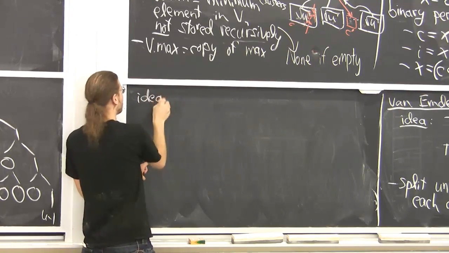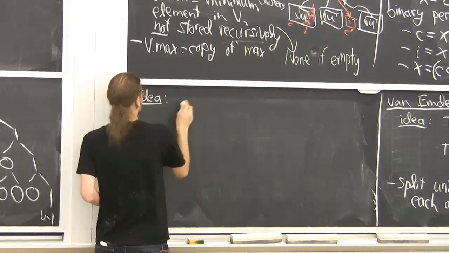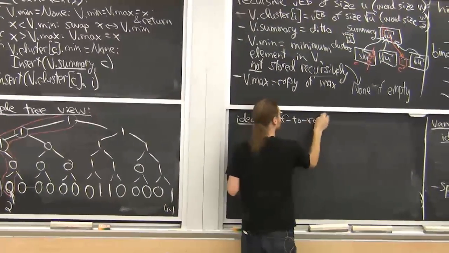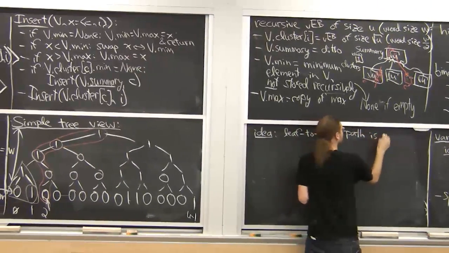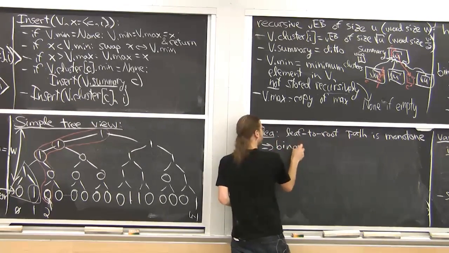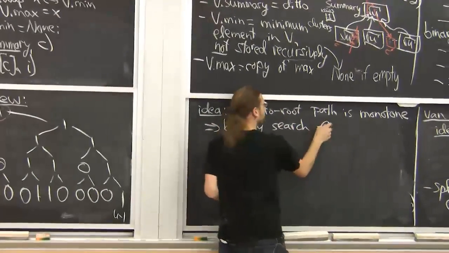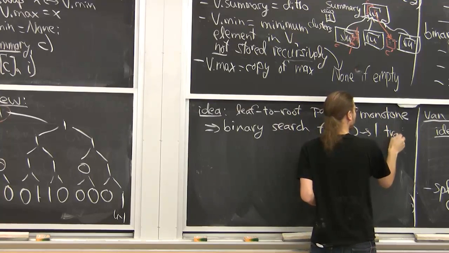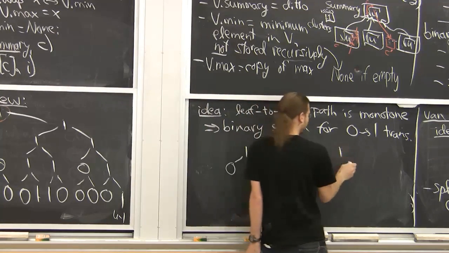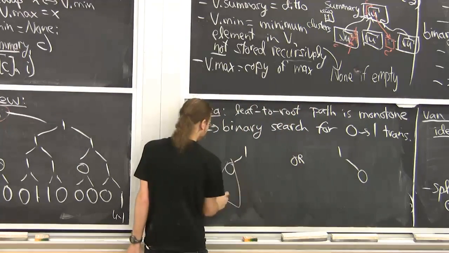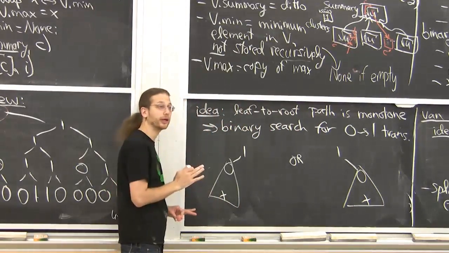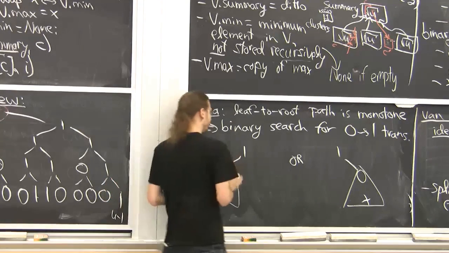So this is the new idea to get log u predecessor and successor: any root to leaf path is monotone. It's 0 for a while, and then it becomes 1 forever. So we should be able to binary search for the 0 to 1 transition. And it either looks like this, or it looks like this. So our query was somewhere down here in the 0 part. I'm assuming that our query is not a 1, otherwise it's an immediate 0 to 1 transition. And that's a special case.